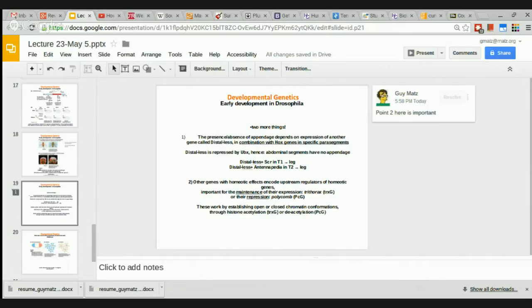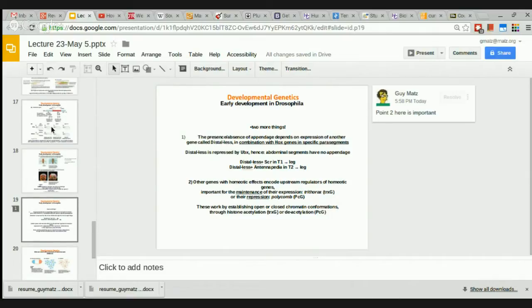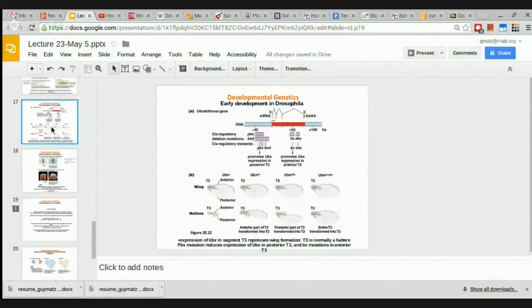Can you go back to trithorax and exactly what is it? What is the use of it? Because I was looking it up, not even in chapter 20. I need to go back and see what's the use of these elements? Yeah. To express UBX in T3.